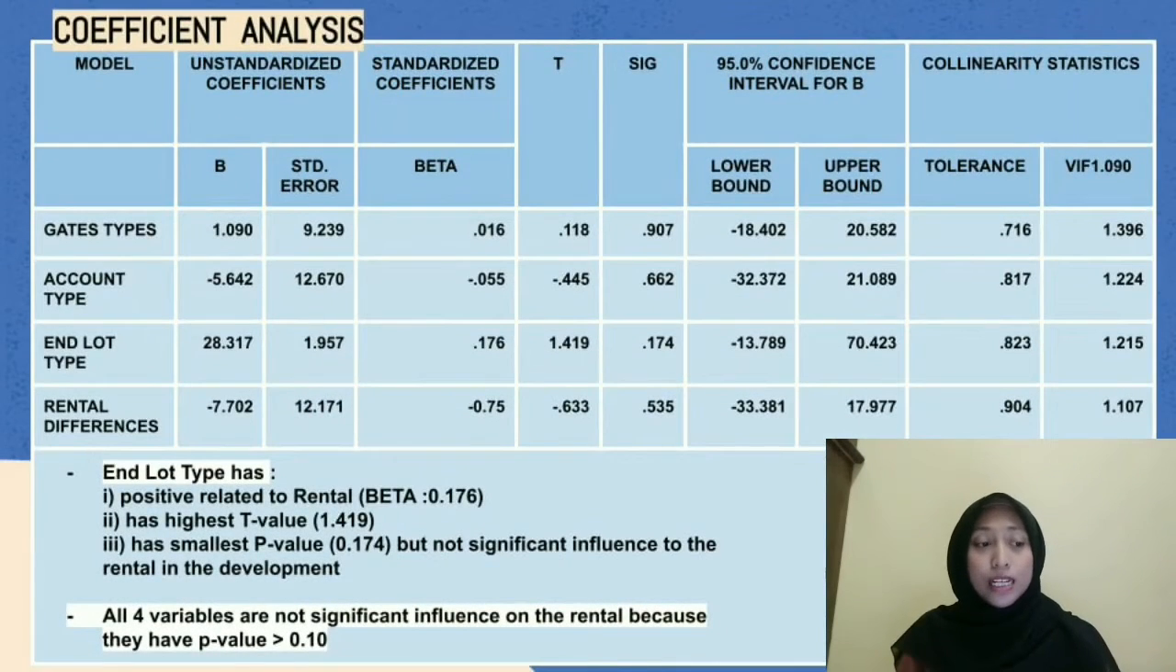On coefficient analysis, we are going to analyze the standardized coefficient, which is beta, t-value, and also p-value. Based on our model, we conclude that gate type has the best significance, whereas it has a positive relation to rental, with beta 0.176. It also has the highest t-value compared to the other 4 variables, which is 1.419, and the smallest p-value, which is 0.174. But it is not a significant influence to the rental in the development, though it is still the smallest value. Also, all the variables are not significant influences to the rental because they have p-value more than 0.10.